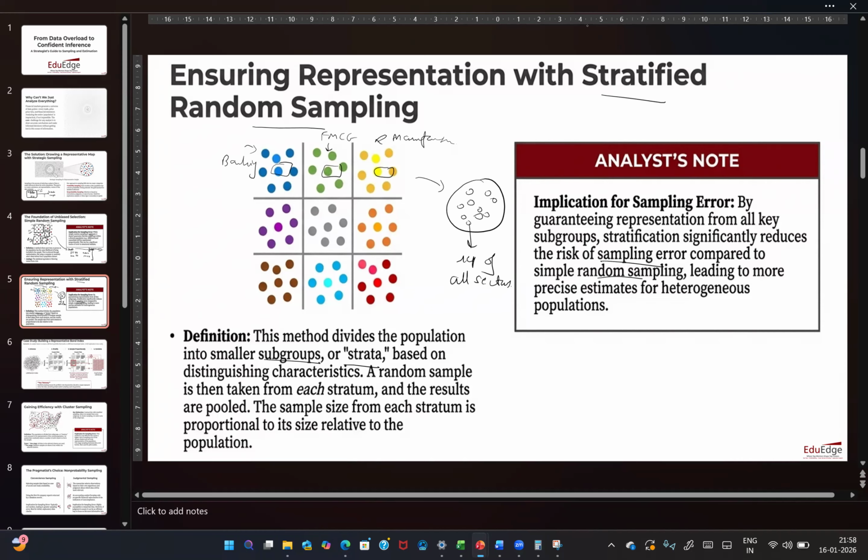The only supposition here, or the criteria here, is that you should be able to divide or categorize your population into different subgroups, or you should be able to segment your population into several subgroups. If you can't do that, then stratified random sampling won't work, right? So this is stratified random sampling, where we take a portion of the sample from every strata or subgroup which we have created.